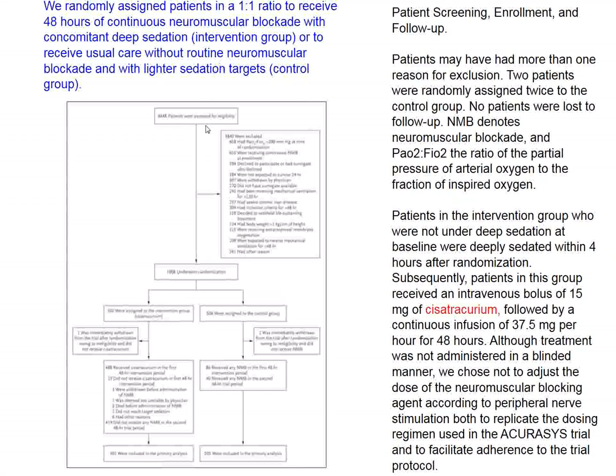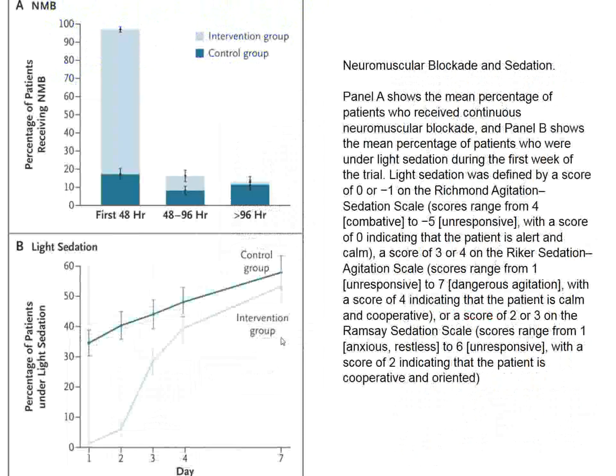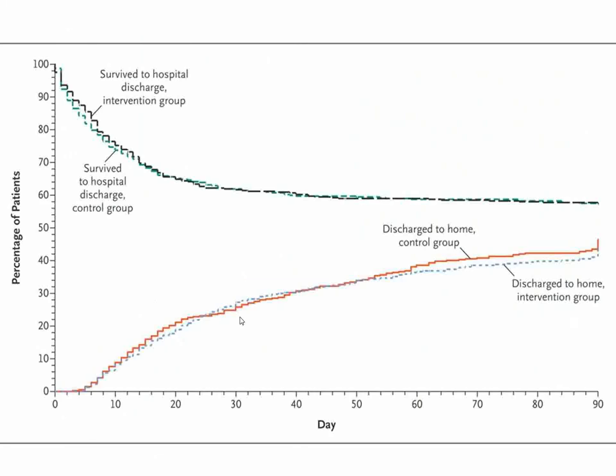So here's the assignment, and the neuromuscular blocking drug that was used here was cisatracurium. Almost 5,000 patients were looked at to successfully randomize 1,500 to each group. And if we look here, the group that got light sedation, that's the control group shown on top. The intervention group was given deep sedation, and then the sedation was gradually decreased over a period of 7 days. And it seems like the randomization was successful.